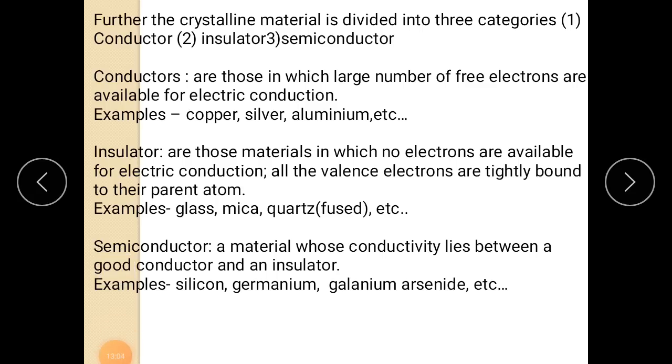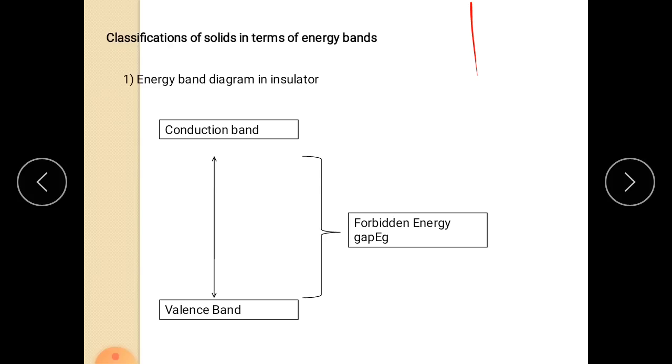Now, the crystalline materials can also be classified on the basis of their energy band diagram, that is, the classification of solids in terms of their energy band diagrams. So first of all, we have to know about the energy band. What is an energy band? For a single isolated atom, each atom has a specific or discrete energy level.